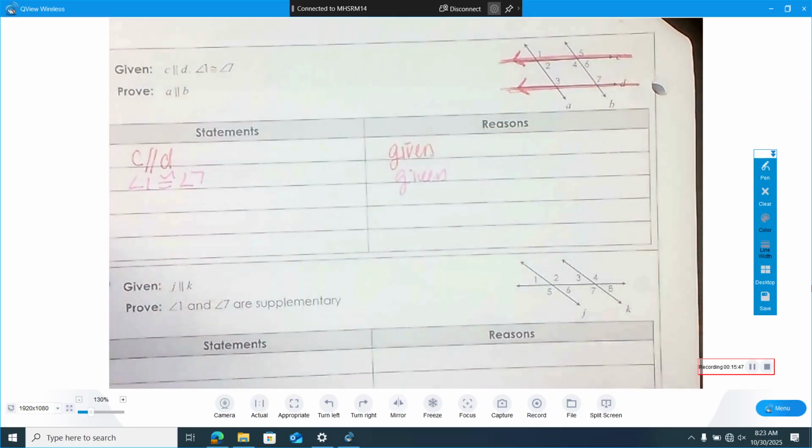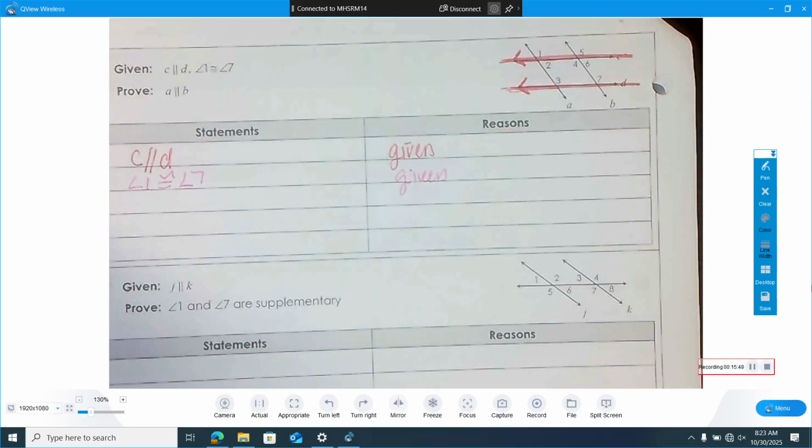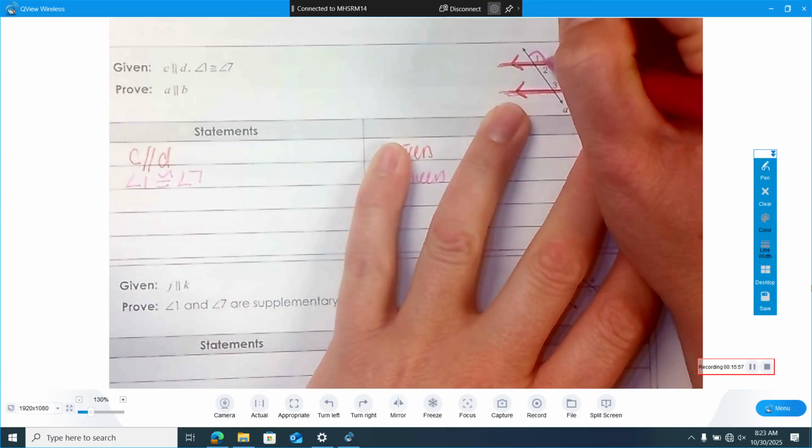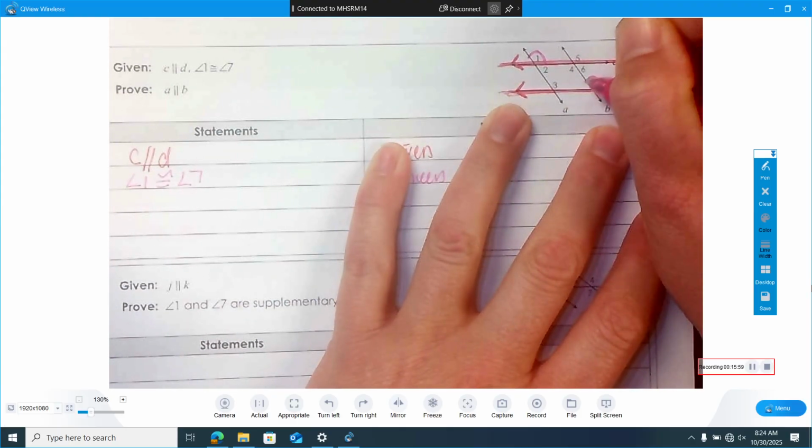Ladies and gentlemen, you just earned 4 points, right? Okay.